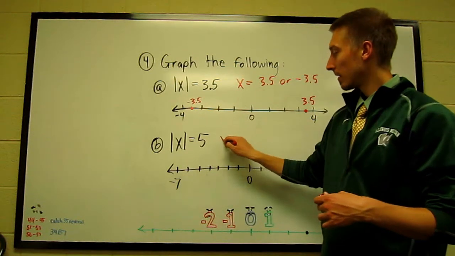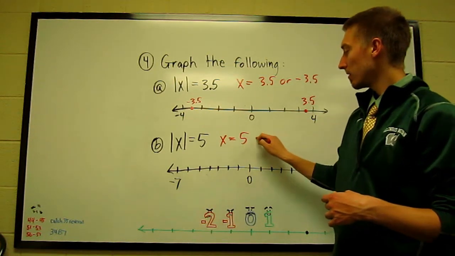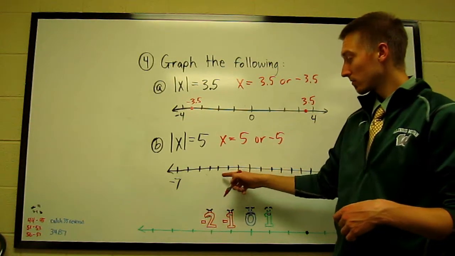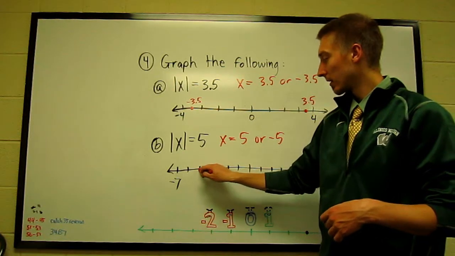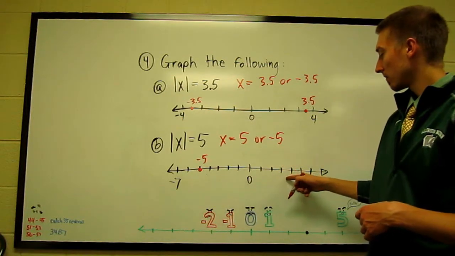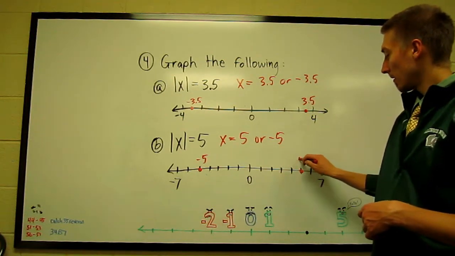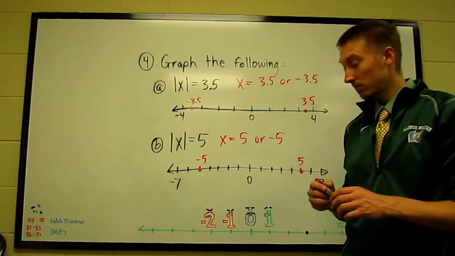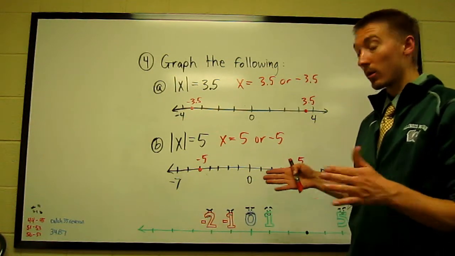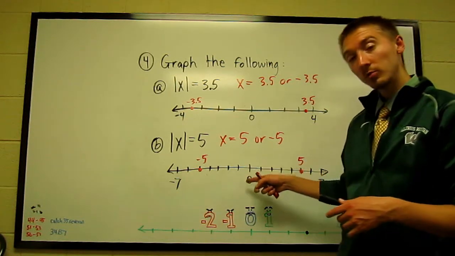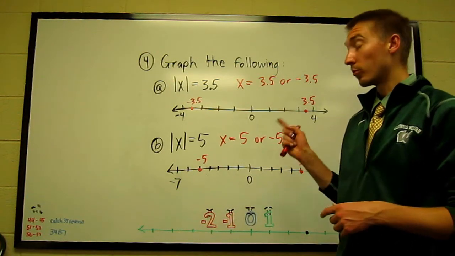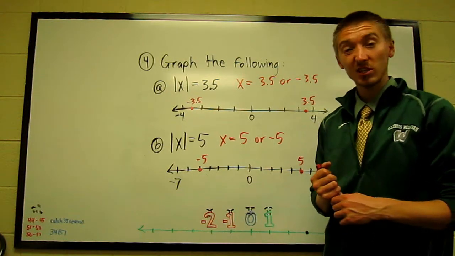So for B, x can equal 5 or negative 5. So we're going to go 5 units to the left. We can put a dot here. Label it negative 5. We can also go 5 units to the right. Right here. And it will be 5 units from the origin. Now, your graph may look a little different than mine since you probably have a longer line on your paper, but you still should be going over 5 units. That will not change.